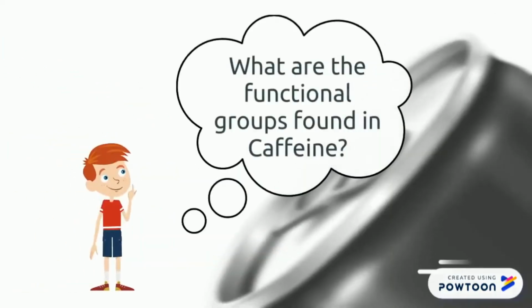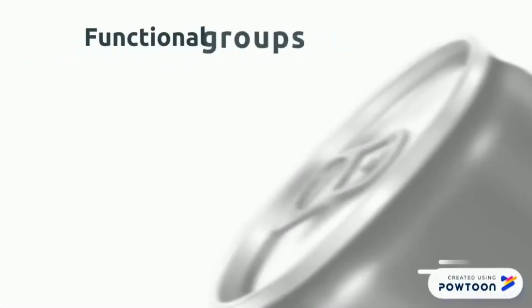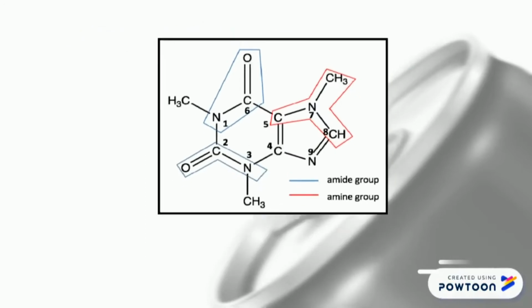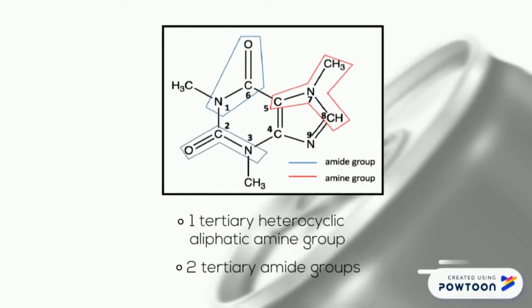Up to this point, you might wonder, is there any functional group in a caffeine compound? Well, the answer is yes. In a caffeine compound, there are two functional groups, which are one tertiary heterocyclic aliphatic amine group and two tertiary amide groups.